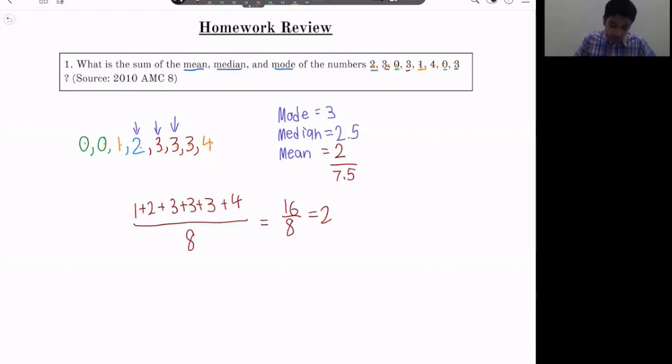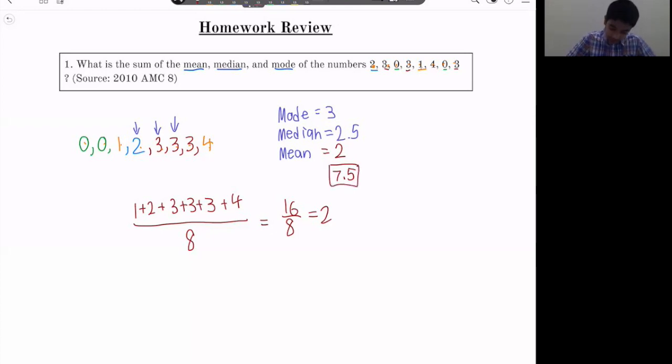A good strategy on these types of problems to make sure you don't make arithmetic errors is to add both ways. You add forward, and then you can also add backwards: 4 plus 3 is 7, 7 plus 3 is 10, 10 plus 3 is 13, 13 plus 2 is 15, 15 plus 1 is 16. That's another good strategy to make sure you didn't add wrong on the AMC, since you don't want to make arithmetic errors.